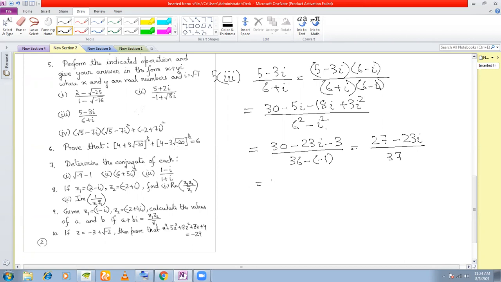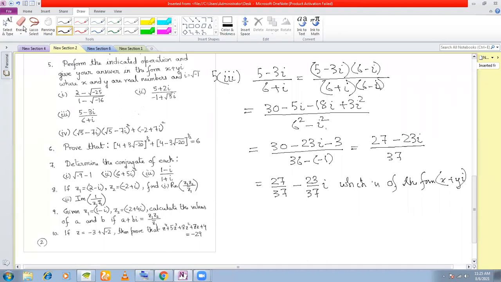Now you separate, you get 27 by 37 minus 23 by 37i, which is of the form x plus yi. Clear? Yes, sir. Can move on to the next one.